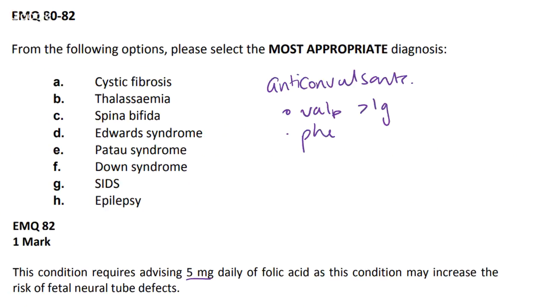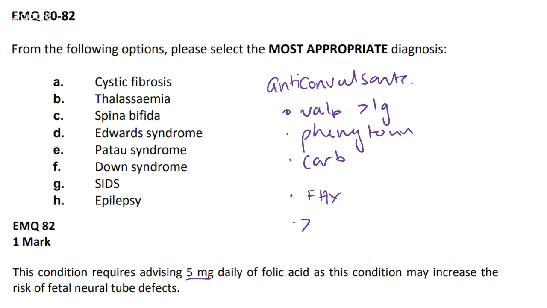Okay. Phenytoin, carbamazepine. All of these can cause a deficiency in folic acid by interfering with the way it's absorbed. That is why they need to be on a higher dose of 5 milligrams rather than 0.4 milligrams. Also important is 5 milligrams in anybody who has a family history, so anybody with a family history of a neural tube defect.